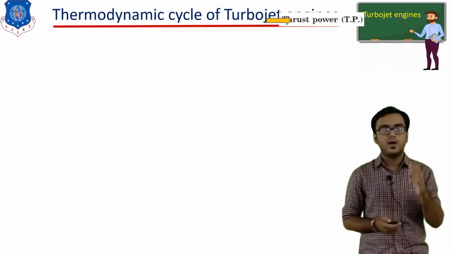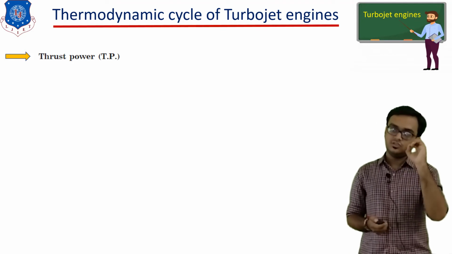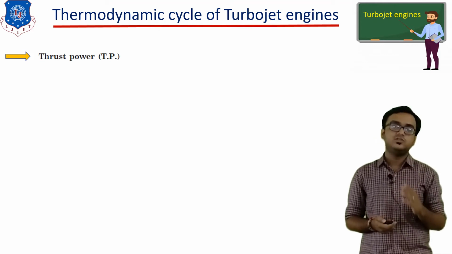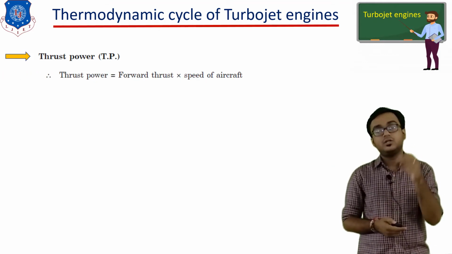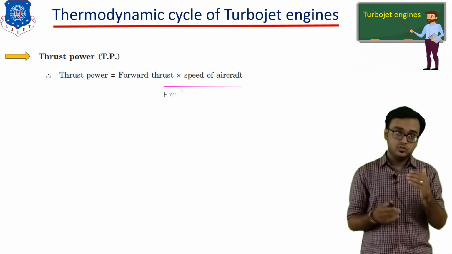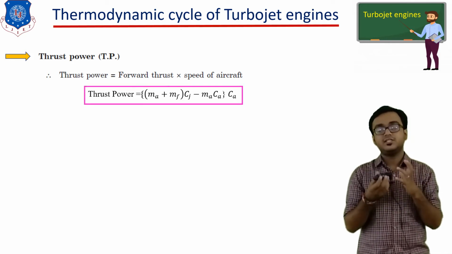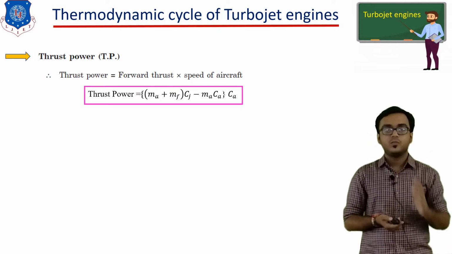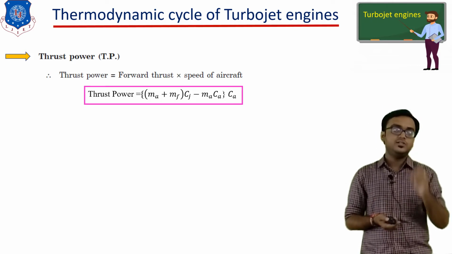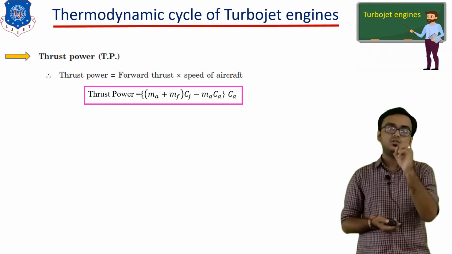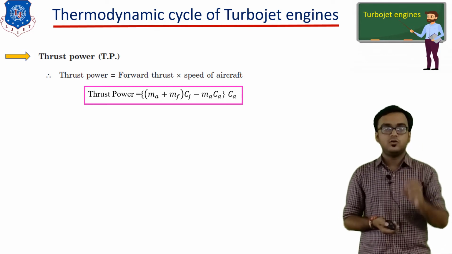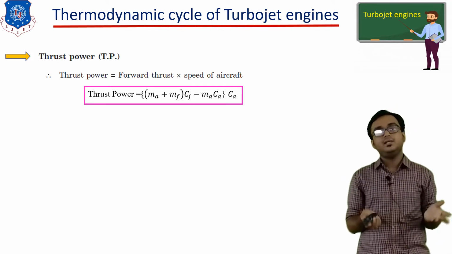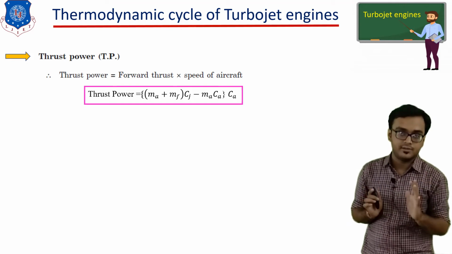Then after we have thrust power. So thrust power is nothing but thrust force multiplied by velocity of aircraft. And in ideal case, the velocity of aircraft is equivalent to the inlet velocity of air. If we assume losses to be zero, whatever the speed of aircraft is equivalent to the speed of air that is coming inside the engine. So thrust power is equal to thrust force multiplied by speed of aircraft, and thrust force is equal to (ma plus mf) multiplied by cj minus ma ca, multiplied by ca. So it is all about the thrust power. Okay, clear?